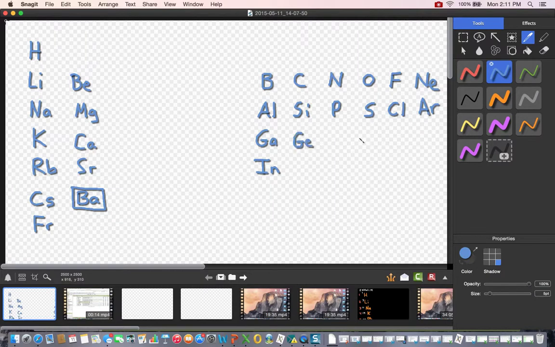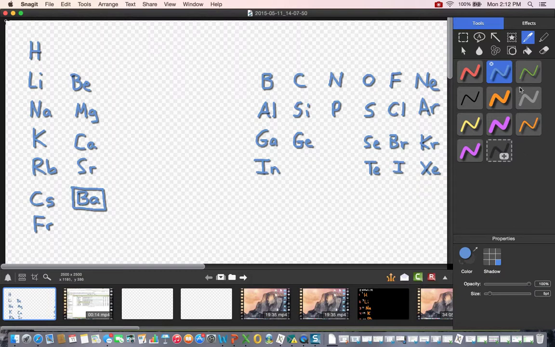Germanium, and let's think for a second. Selenium, tellurium, bromine, iodine, krypton, xenon. I think I'm going to stop there. That's probably enough for us to get by with just about any question that we would be asked.